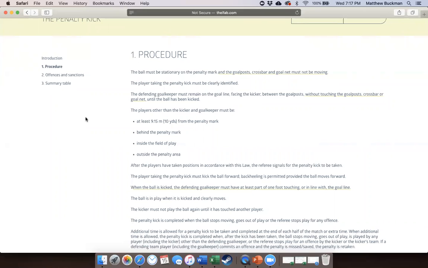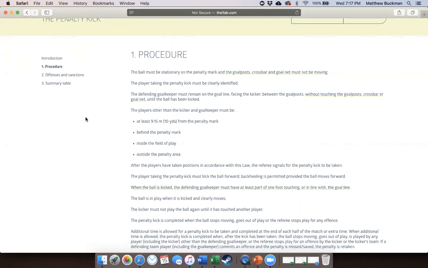Every once in a while, you'll see a team try to do a trick play on a penalty kick where they pass it to somebody else who shoots. I, again, don't know why they would do that, but you see it happen from time to time. It's legal as long as the ball rolls forward and as long as all players remain outside the penalty area until that ball is kicked.